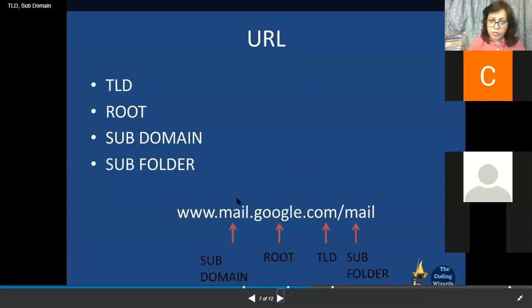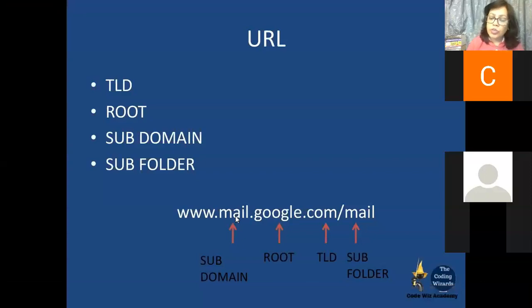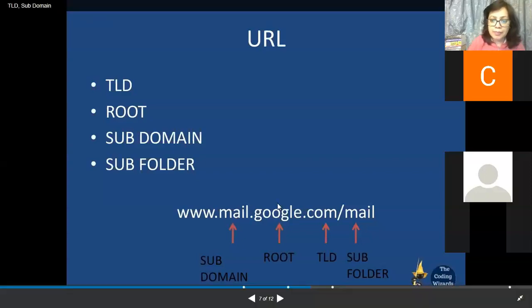So as you can see here, forget about this slash for now. .com is the TLD. Google is the root domain. Moving towards the left of the root domain is going to be the subdomain. So if you see, when you access Gmail, it is mail.google.com. That is the subdomain under the main domain. The main domain is Google, and Google has a subdomain for mail. So this subdomain is dedicated only for managing the mails.